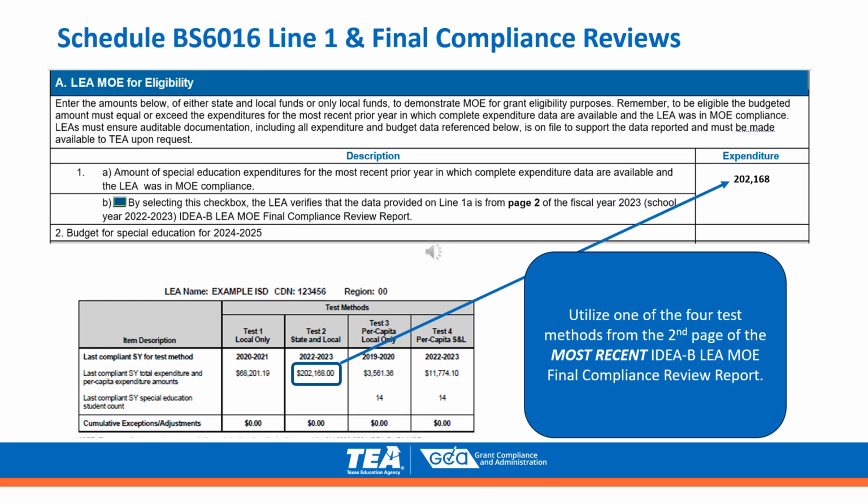This is illustrating the alignment that we're looking for when we do our post-award compliance reviews of the Special Education Consolidated federal grant application, and also when we're conducting the random data validations. We're looking for one of the 4 test method expenditure amounts to line up with what's being reported as the expenditure amount for the most recent prior year in line 1A.